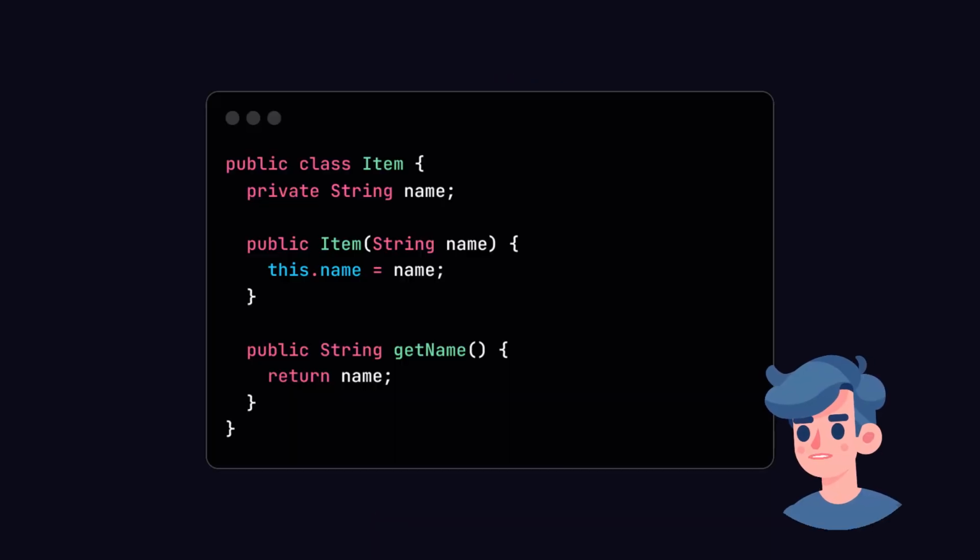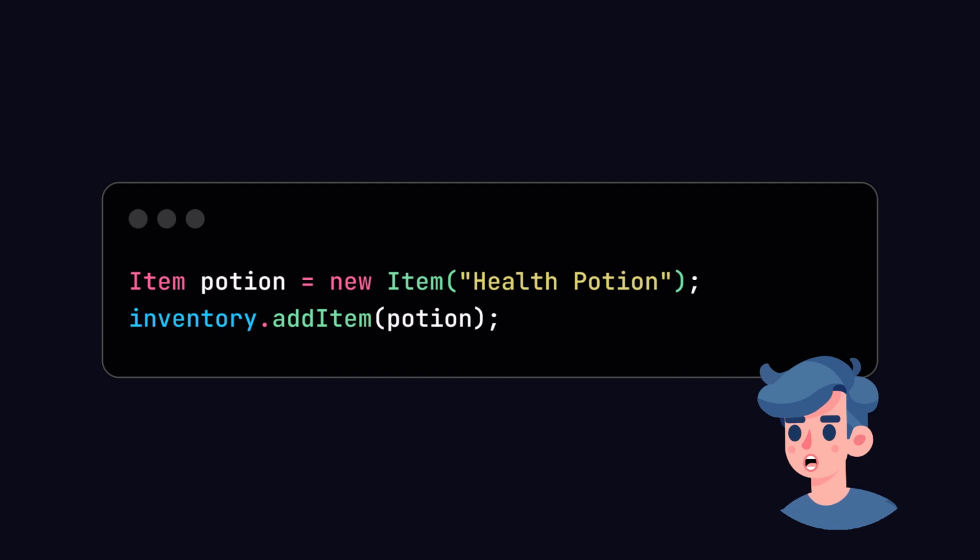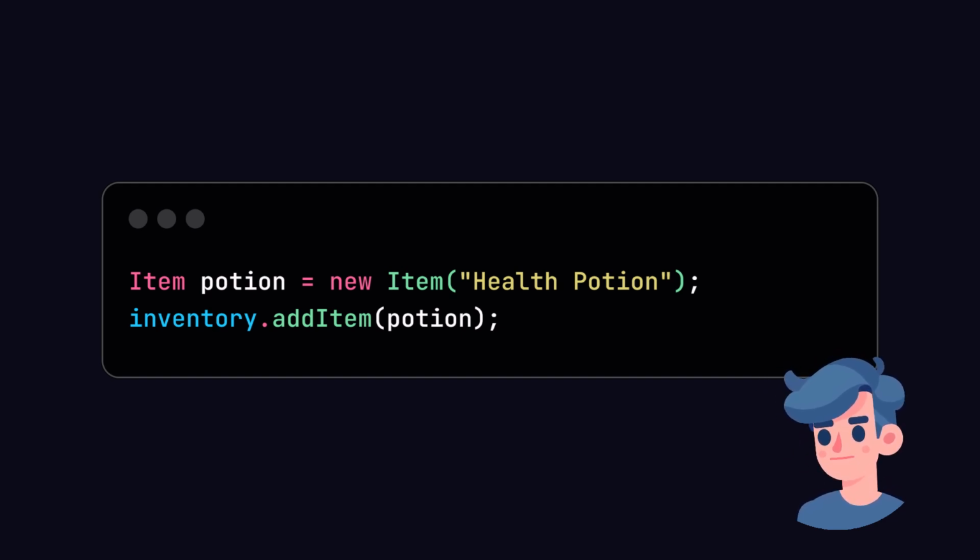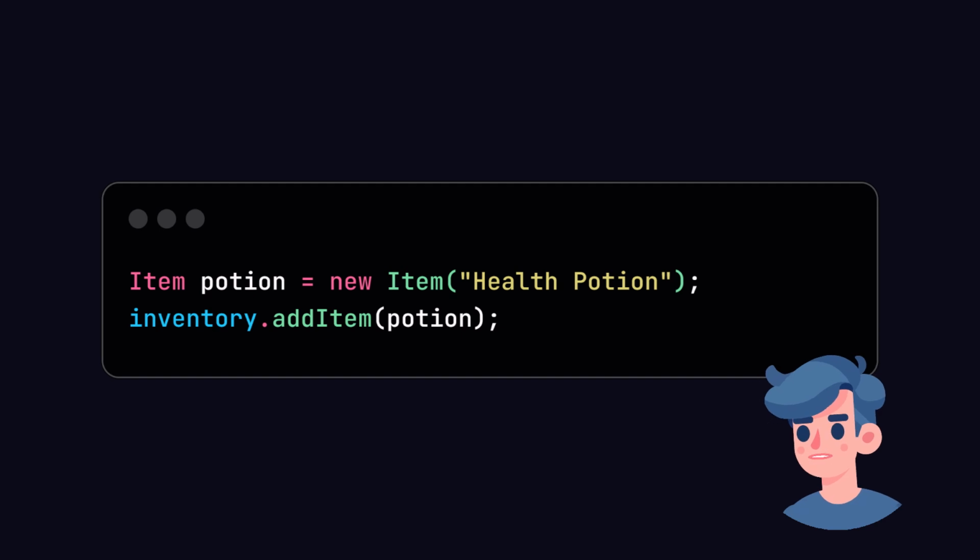Let's create an item class to represent collectible items in the dungeon. Each item will have a name and other properties that you can extend. Our item class is pretty straightforward. It only contains a name for now. You can add more properties like type, effect, or value as required.